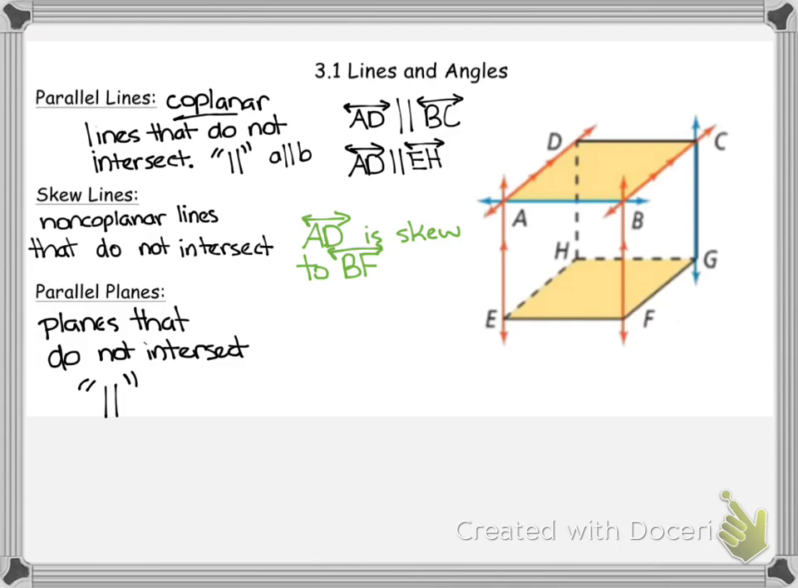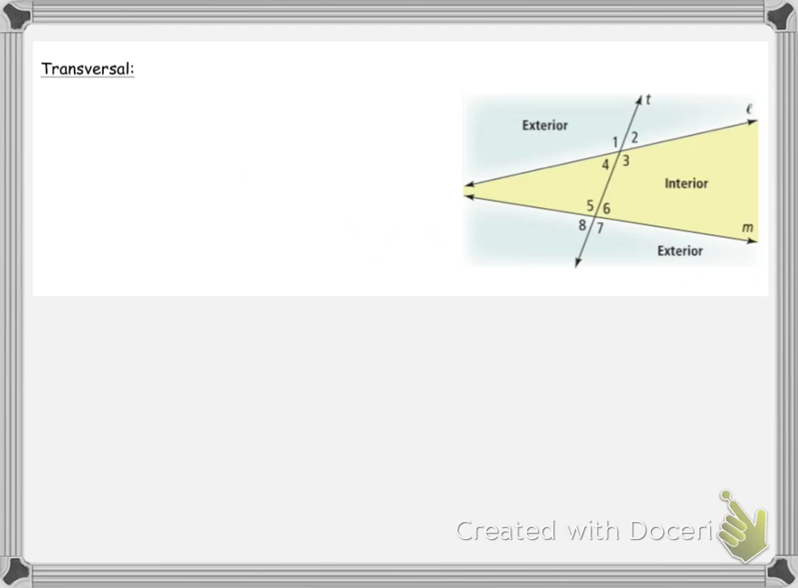So remember, we name a plane with 3 points on that plane. So we can say that plane ABC is parallel to plane, the other yellow one, which is EFG. Remember, you can use any of the 4 points on the plane however you'd like to name those. All right. So those are parallel lines, skew lines, and parallel planes.